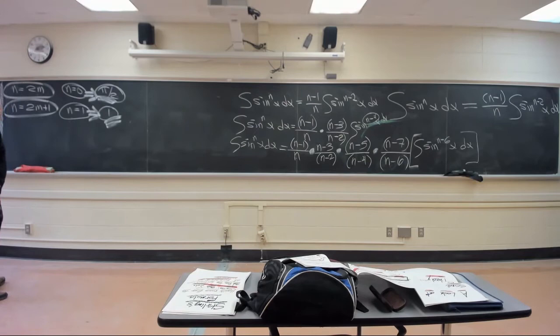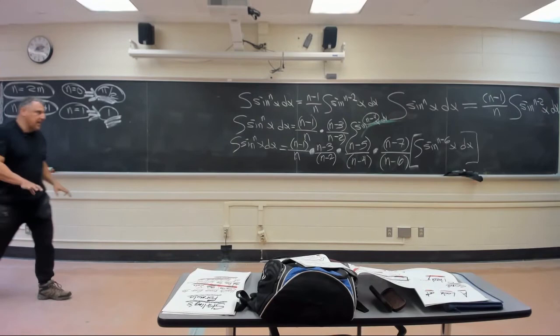If m were equal to 1, we got 3. N is equal to 3. If m is equal to 0, we got 1. If m is equal to 1, we got 2. If m is equal to 0, we got 0. So we've got to take this to a certain place, and then we've got to stop.